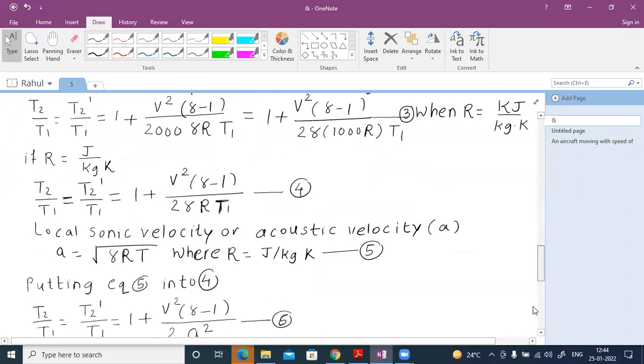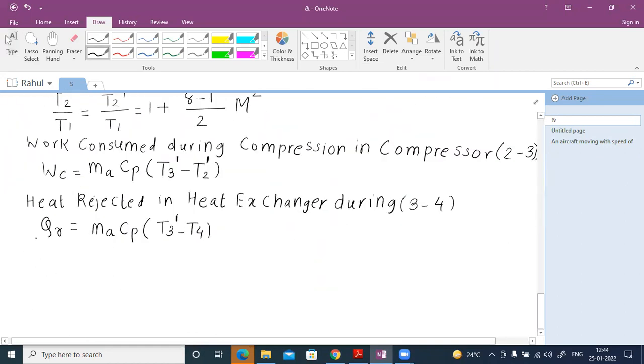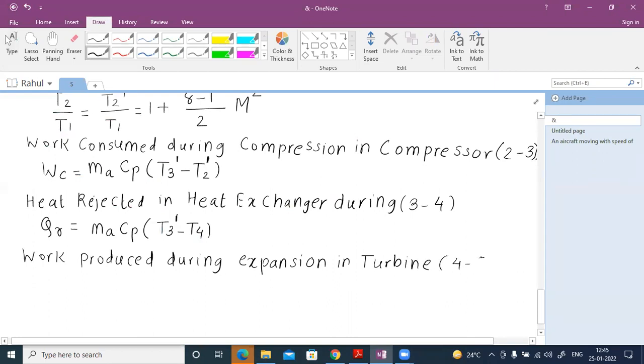Now I will write it down. Work produced during expansion in a turbine, during expansion that occurs in a turbine. All of you know that this is the process 4 to 5. So let us calculate the work produced in the turbine. How to calculate? Same, mass of the air into Cp of the air into change in temperature we want.